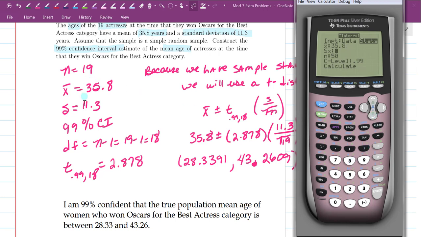Our sample standard deviation is 11.3. Our sample size is 19. Our confidence level is 99. So we're going to hit calculate. And here is our confidence interval. So it's 28.338. So a little bit of difference again because the TI-84 has the ability to round off and be more precise, to 43.262. So again, a small rounding error, but not much. And both answers would be 100% correct on the exam.